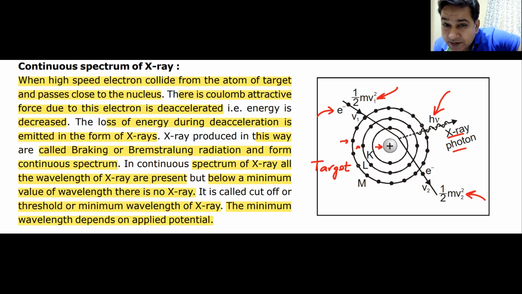Why does it depend on the applied potential? Because of the applied potential, you have energy, and energy is related to wavelength. Yes or no? Yes, sir. So in continuous X-rays, we have a minimum wavelength. All the X-rays are above this wavelength. This minimum wavelength is known as the threshold wavelength. Do we understand this? Yes, sir. You'll have a minute to note this down.